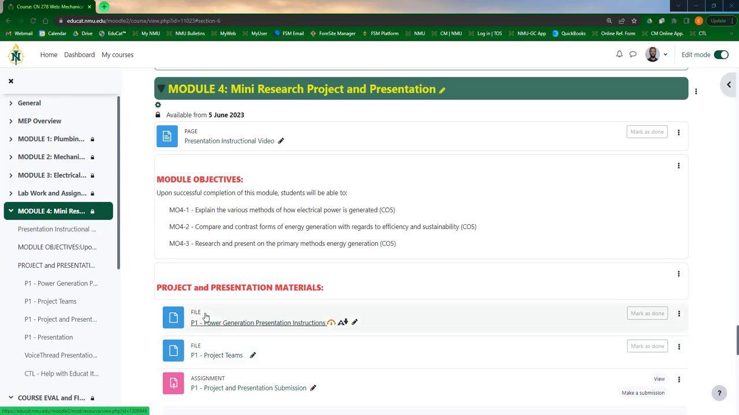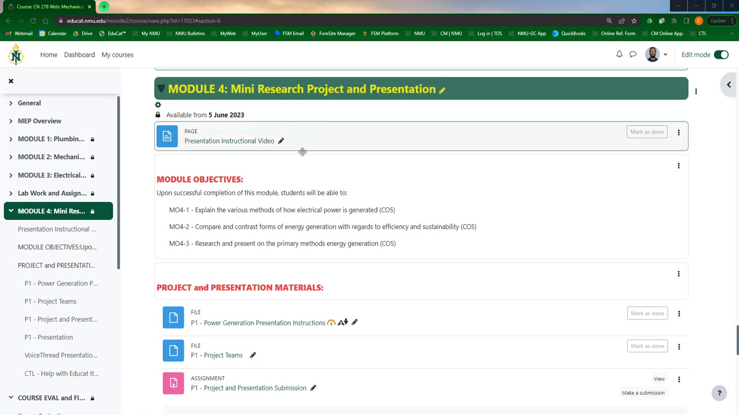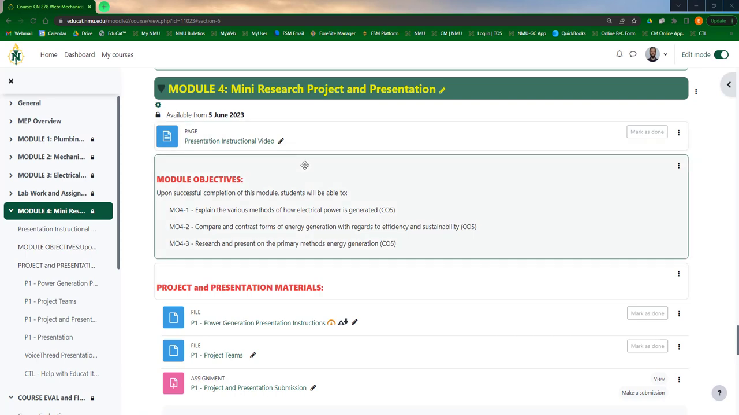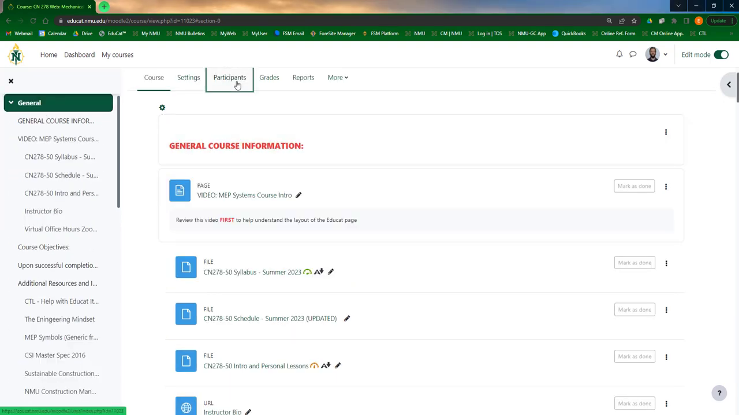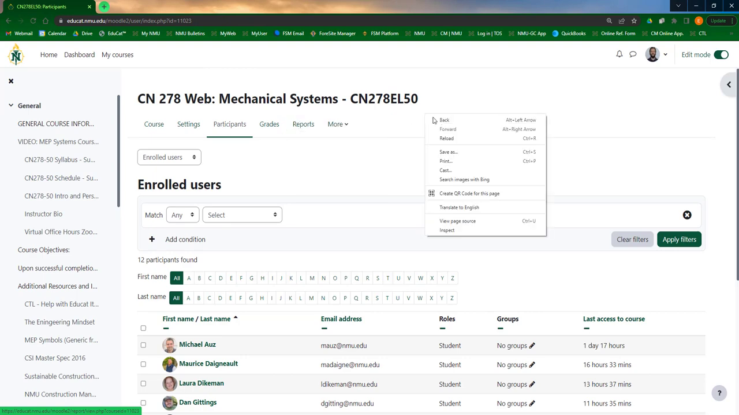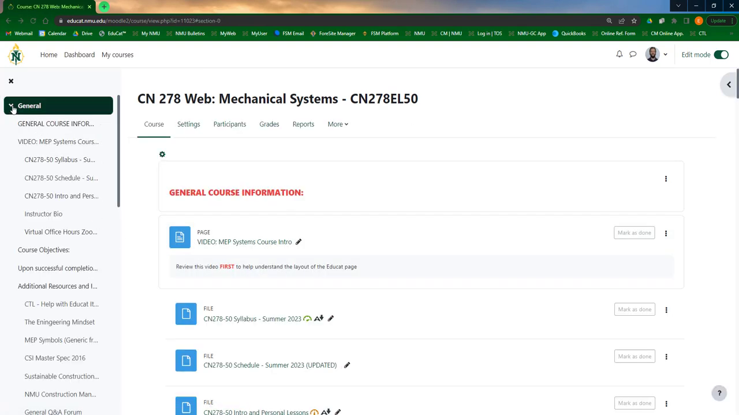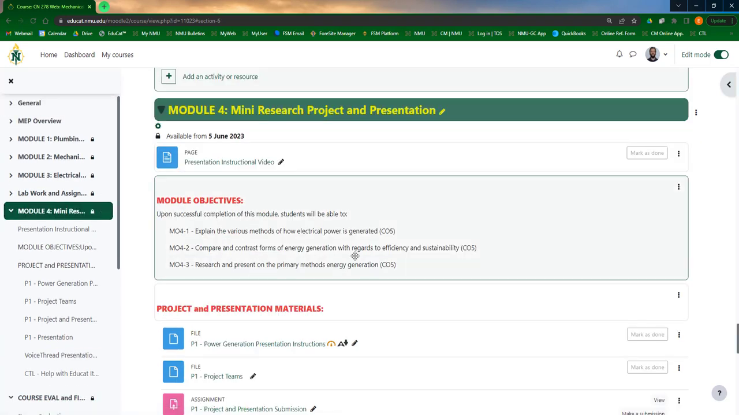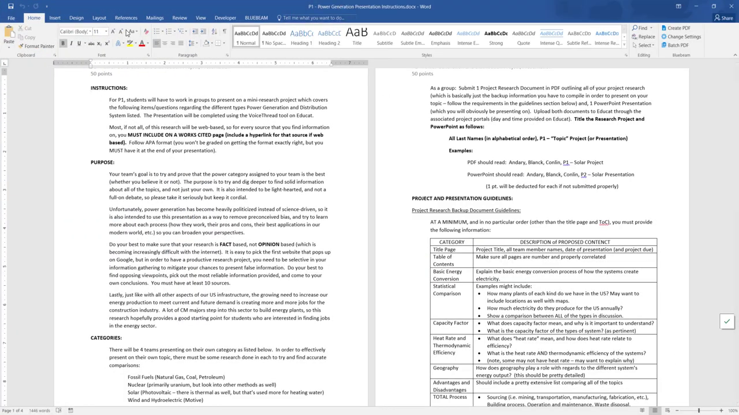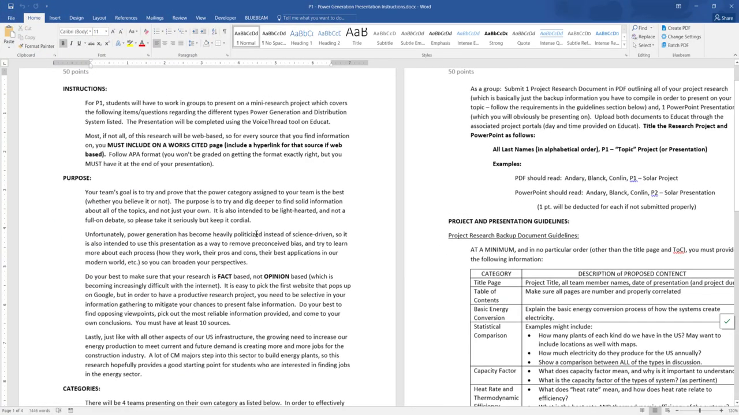Make sure to use the participants function in EduCAD if you don't already know who your teammates are. Look through the participants. At the very top of EduCAD, you should be able to see that way up at the beginning under participants here. Going back into the research project and presentation, here are your instructions. They look something like this. Let's make them a little bigger for you here.